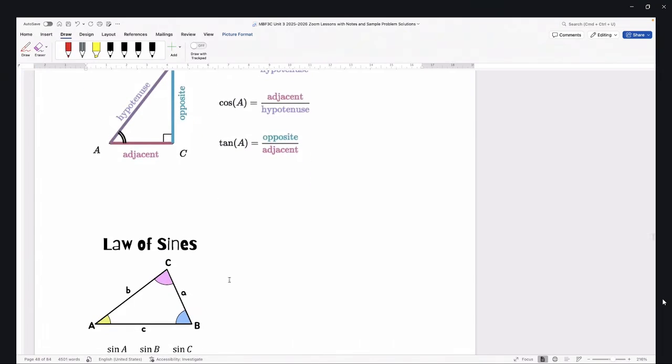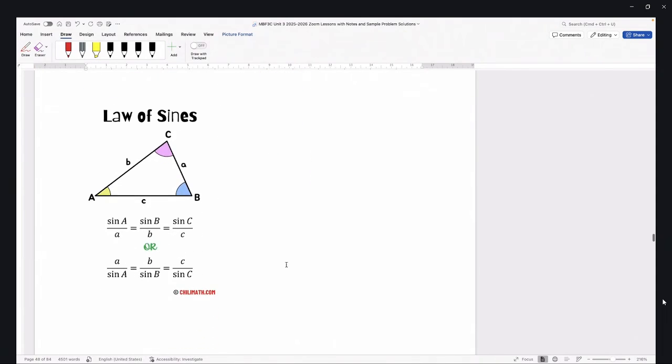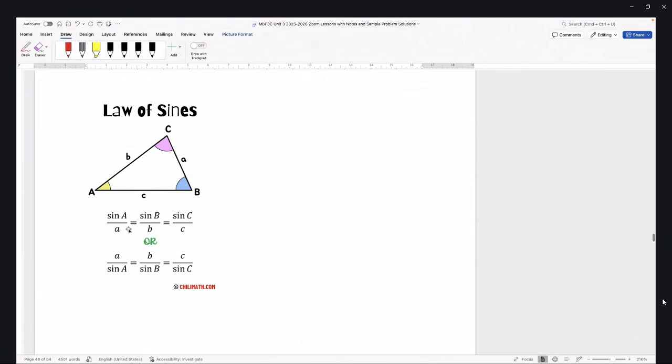Sine law, sine law. Sine of A over a equals sine of B over b equals sine of C over c. That's the way I tend to use the formula. You can use the other one, a over sine of A equals b over sine of B equals c over sine of C. But most people stick to the first one.